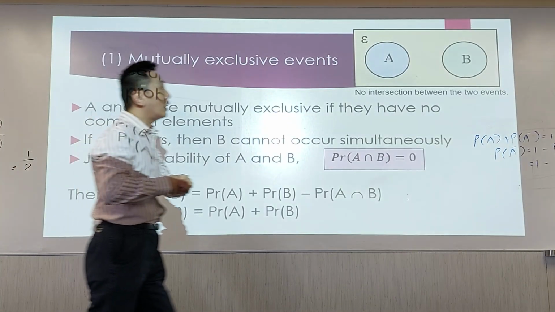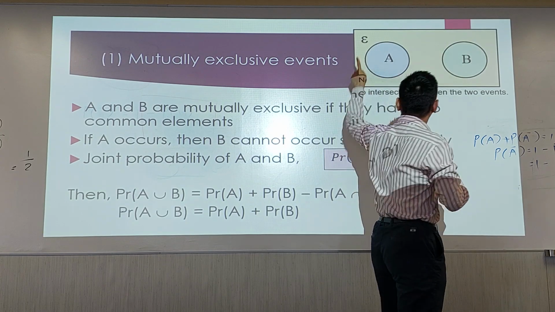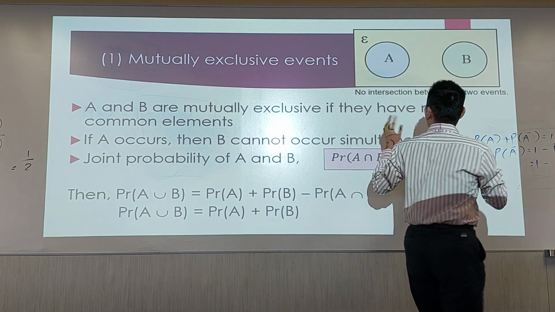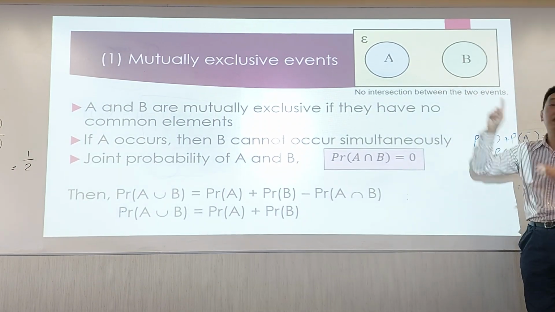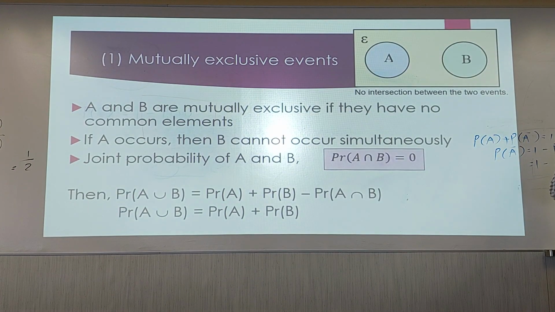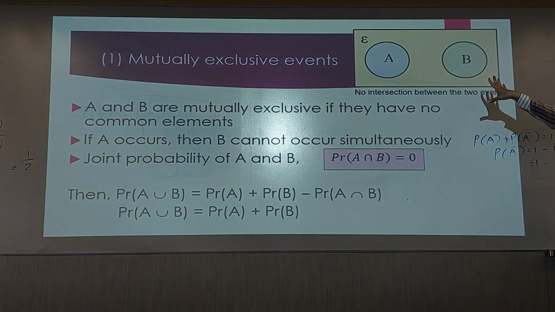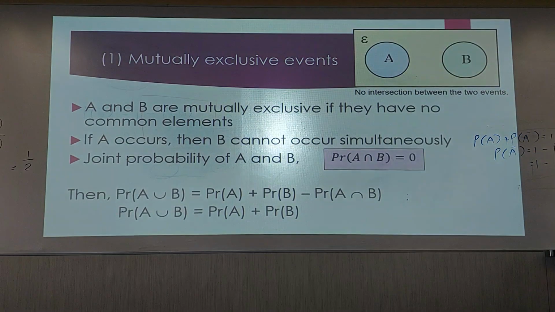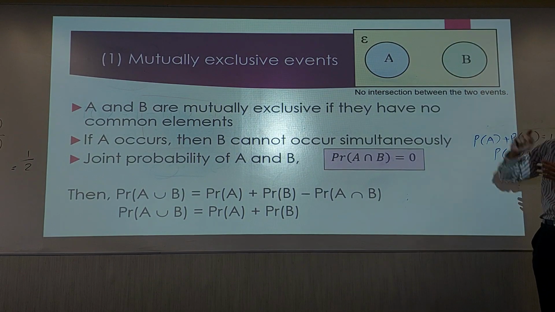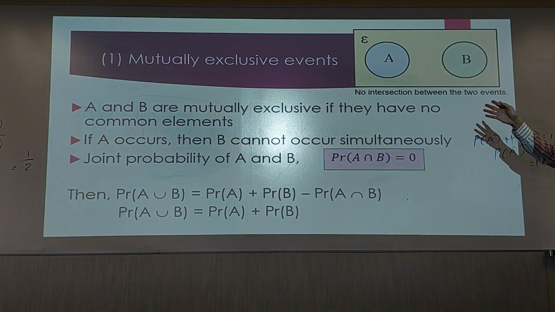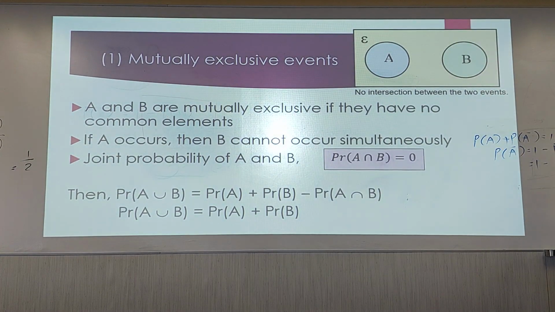So if you draw a Venn diagram, how does the Venn diagram look? If you draw event A and event B for mutually exclusive, you may find that A and B never meet. Why? Because A and B do not have similar elements. That's why they never meet. They are separate, because A and B do not have the same elements or characteristics. That's why A and B cannot meet each other. So if this happens, we can conclude A and B are mutually exclusive.